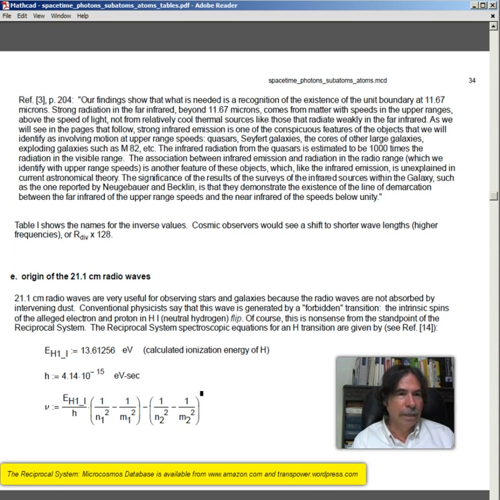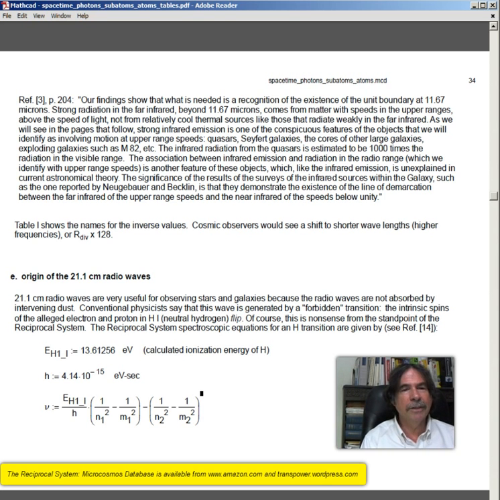Reference 3, page 204. Our findings show that what is needed is a recognition of the existence of the unit boundary at 11.67 microns. Strong radiation in the far infrared beyond 11.67 microns comes from matter with speeds in the upper ranges, above the speed of light, not from the relatively cool thermal sources like those that radiate weakly in the far infrared. As we will see in the pages that follow, strong infrared emission is one of the conspicuous features of the objects that will be identified as involving motion at upper range speeds: quasars, C4 galaxies, the cores of other large galaxies, exploding galaxies such as M82, etc.